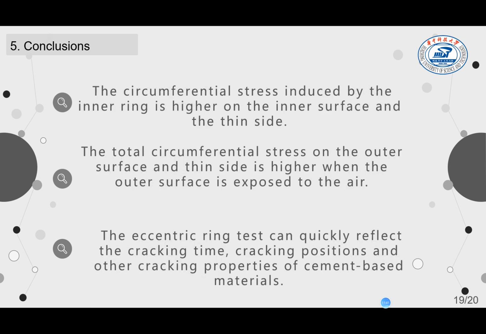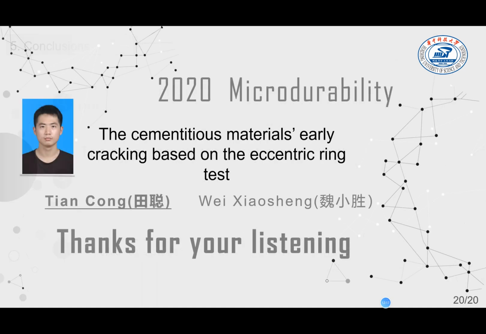Four, the circumferential stress induced by the inner ring is higher on the inner surface and the thin side. Five, the total circumferential stress on the outer surface and the thin side is higher when the outer surface is exposed to the air. Six, the eccentric ring test can quickly assess the cracking time, cracking positions, and other cracking properties of cement-based materials. That's all about my presentation.